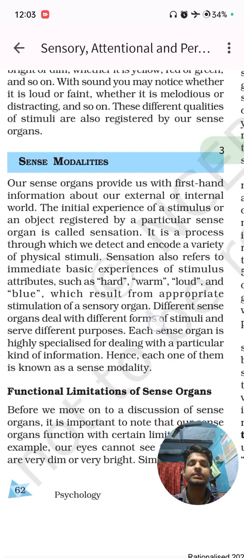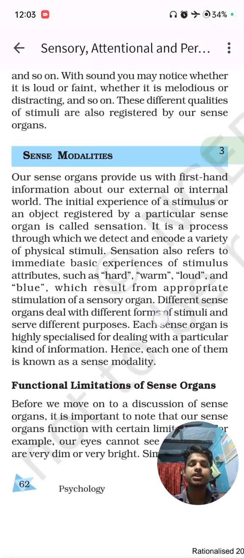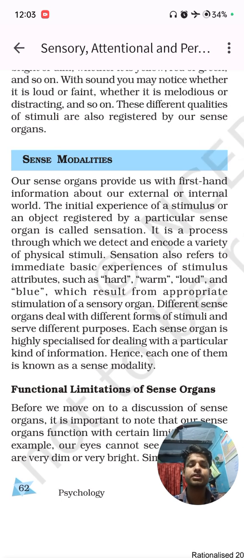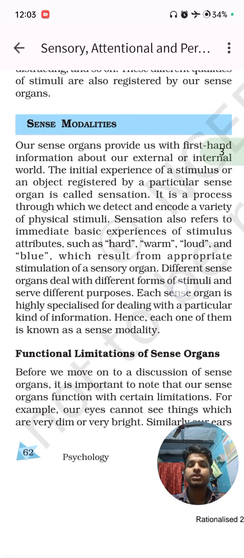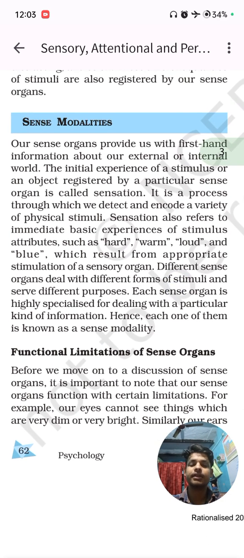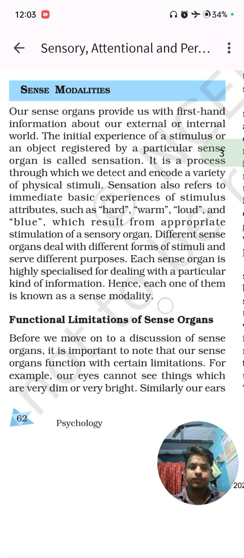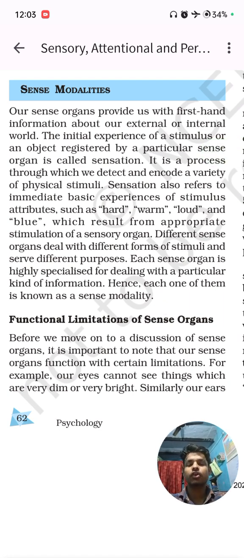The initial experience of a stimulus or the object registered by the particular sense organ is called sensation. This is the process through which we detect and encode a variety of physical stimuli. Sensation also refers to the immediate basic experience of stimulus attributes such as hard, warm, loud, and blue, which result from the appropriate stimulation of a sensory organ.